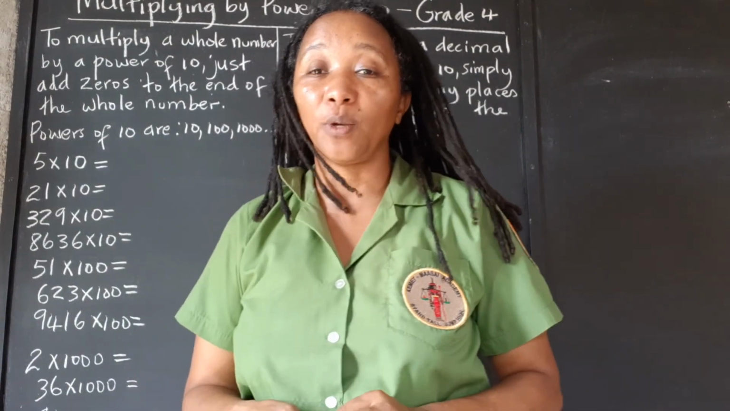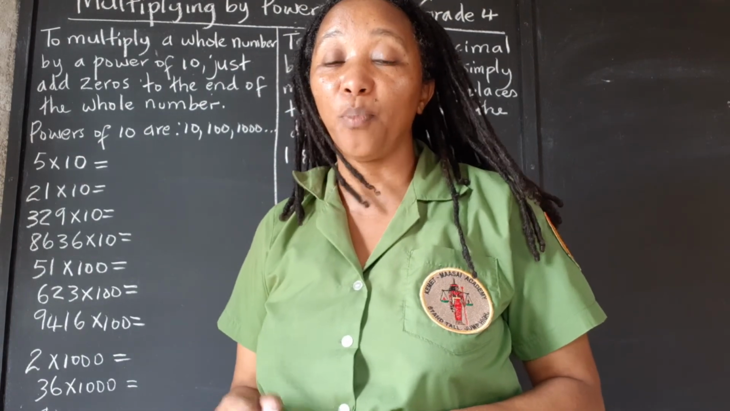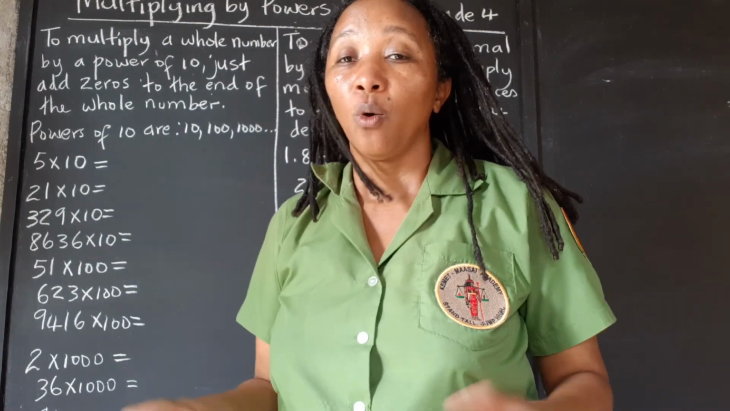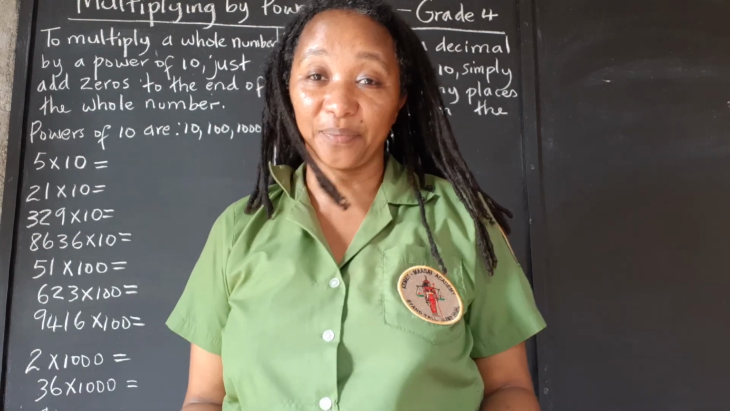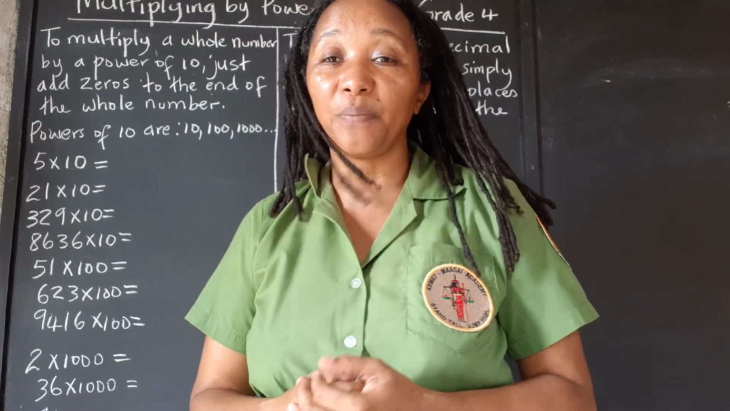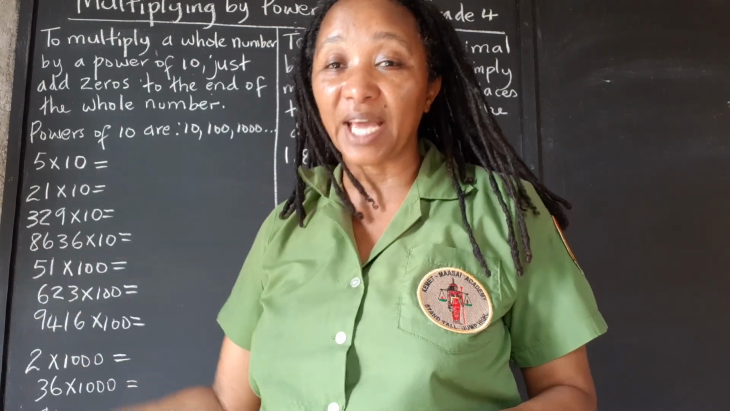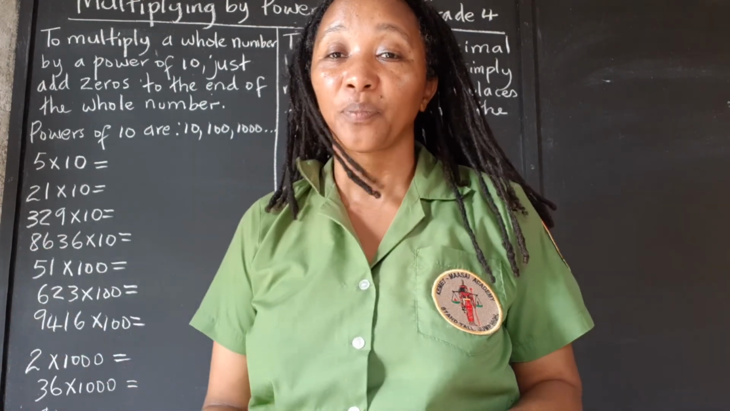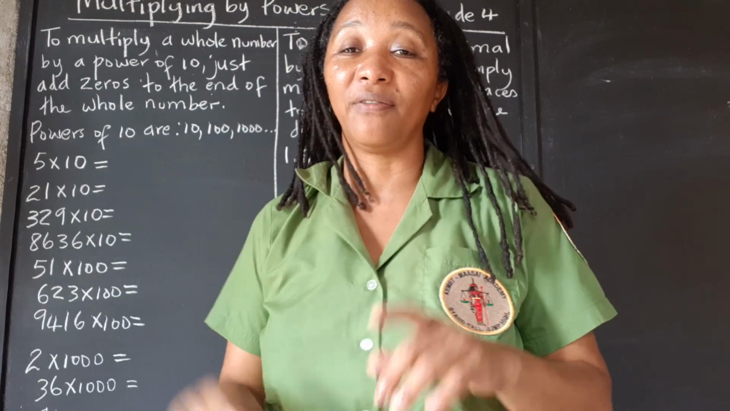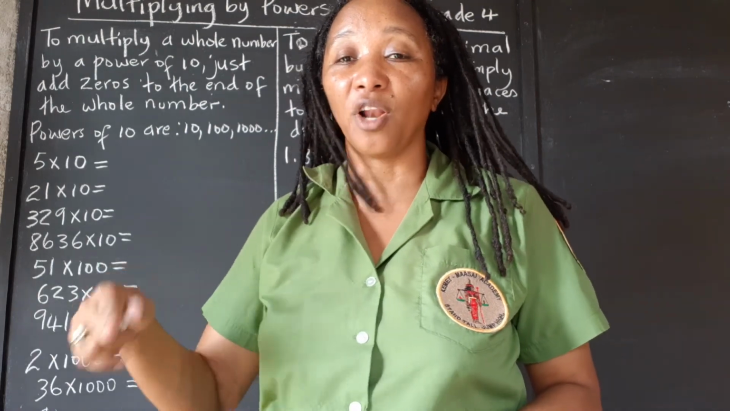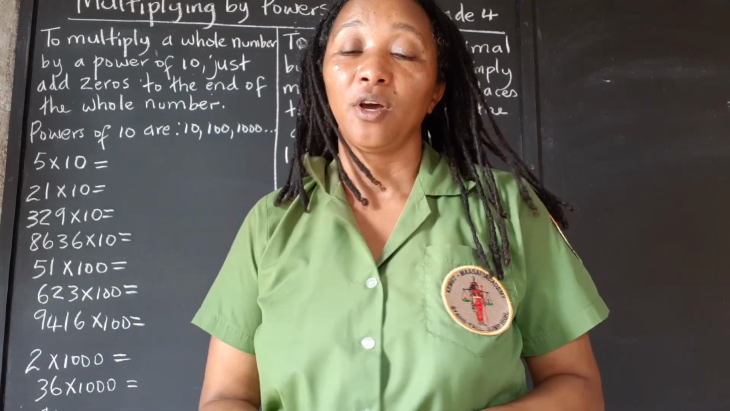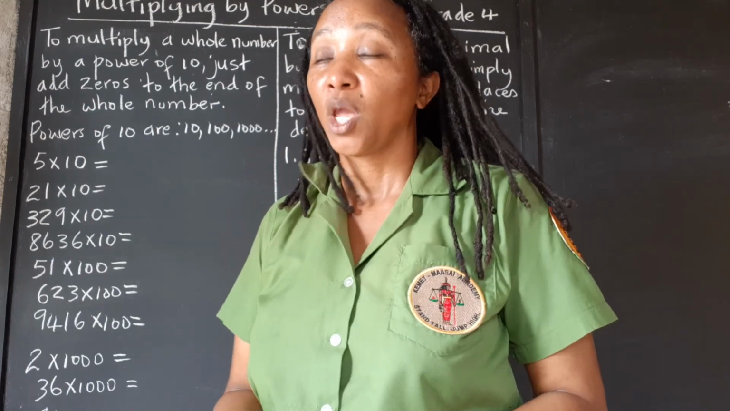Today we're going to be looking at multiplying by powers of 10. What do we mean by powers of 10? By powers of 10 we mean tens, hundreds, thousands, 10,000, 100,000. So typically they will have a 1 followed by a number of zeros. Those are powers of 10.